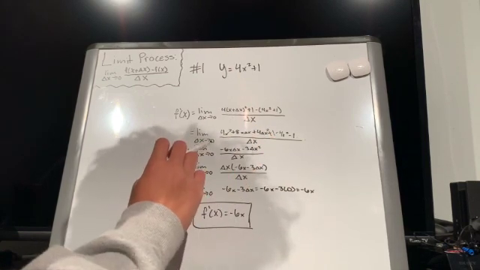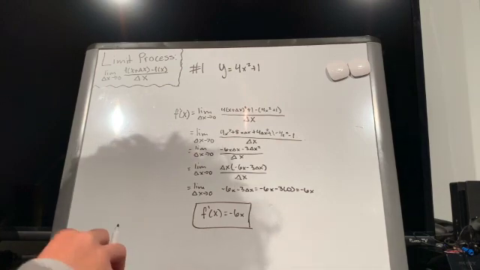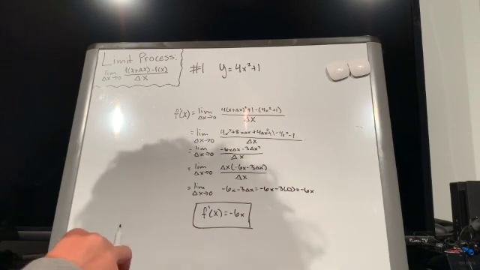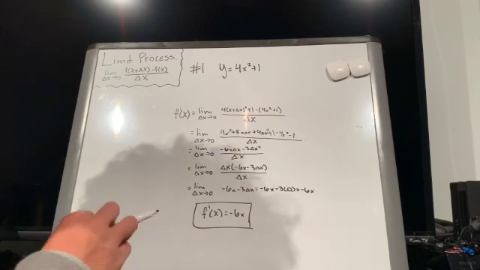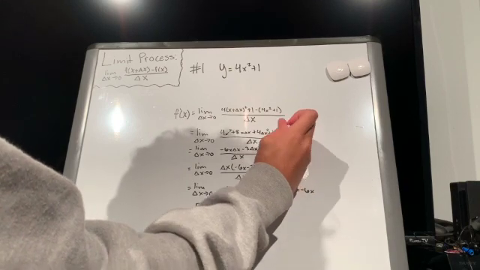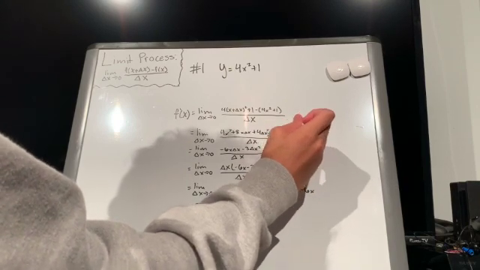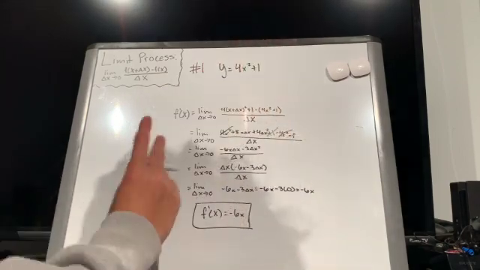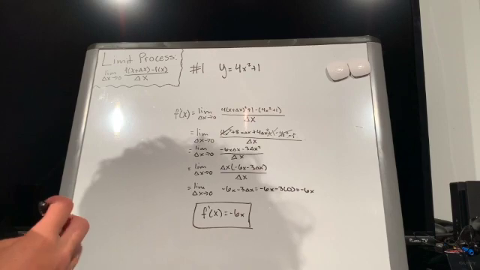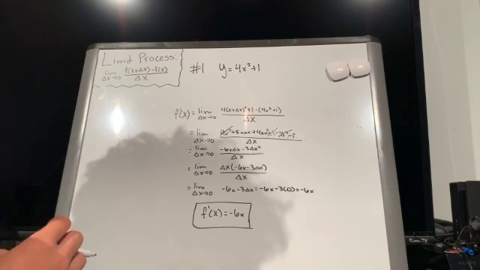So when we factor it all out, we end up with 4x squared plus 8x delta x plus 4 delta x squared plus 1 minus 4x squared minus 1. So here we can cancel negative 1 with positive 1 and negative 4x squared with 4x squared, which leaves us with 8x delta x plus 4 delta x squared all over delta x.